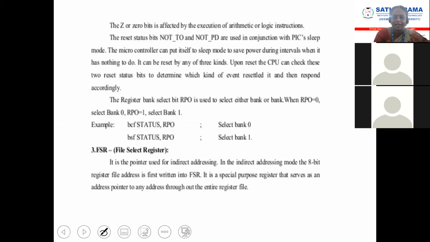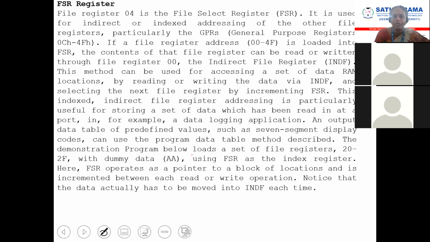Okay, the next one is the file select register, FSR. Mainly this FSR will be used in indirect addressing mode only. The file select register will be in the bank register only. Whenever the file select register points to a location, that particular file select register will move the content to the INDF register, the indirect file register. It will move automatically.